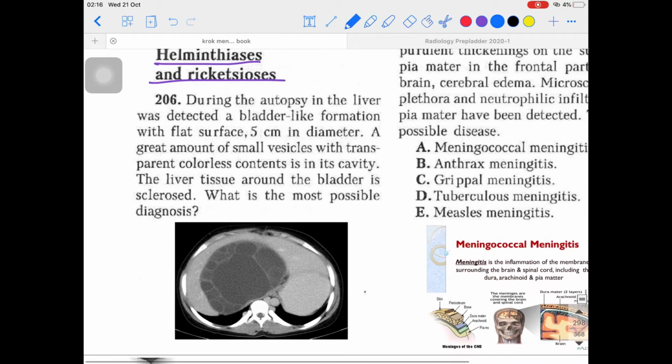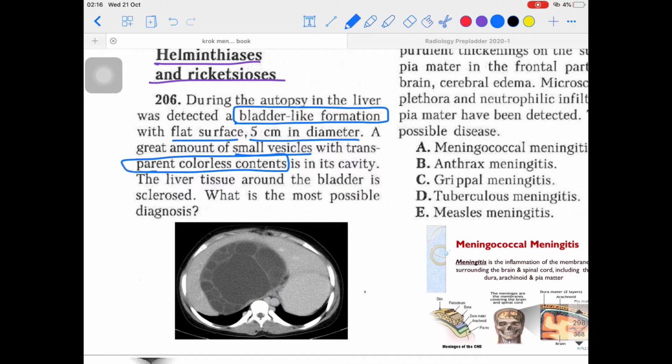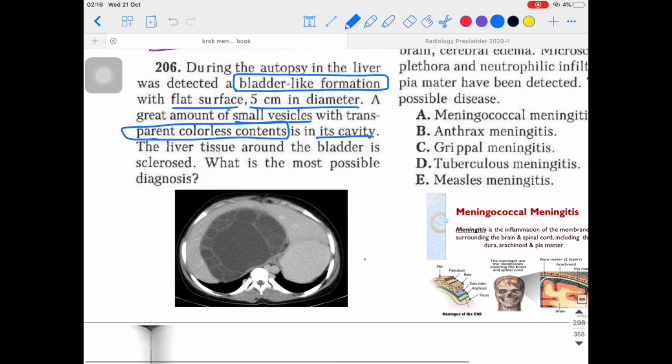Okay, so during the autopsy, a bladder-like formation with a flat surface, 5 cm in diameter, was detected in the liver. A great amount of small vesicles with transparent colorless contents is in its cavity. The liver tissue around the bladder is sclerosed. And what is the most possible diagnosis?